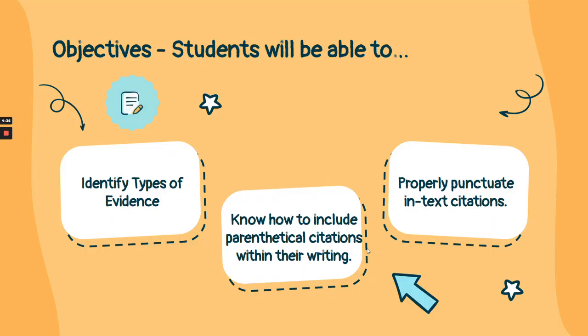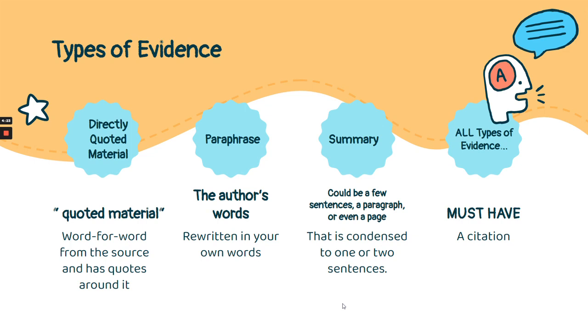So let's jump in. The point of this is to be able to identify types of evidence that you can use. I want you to know how to include parenthetical citations within your writing, and I need you to know how to properly punctuate your in-text citations. So we have three different types of evidence. You have directly quoted material, you have paraphrasing, and you have summary.